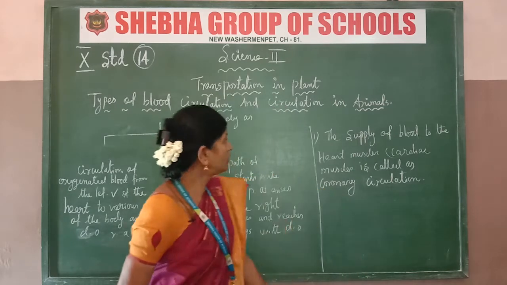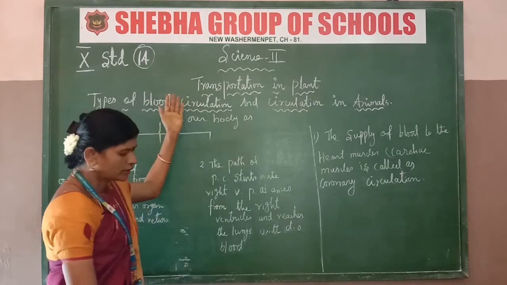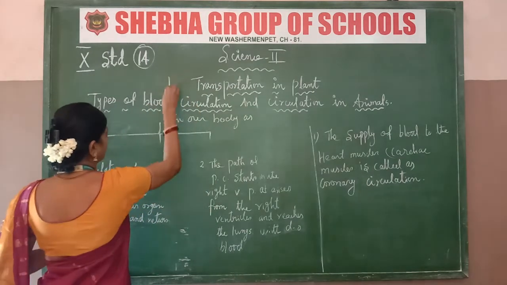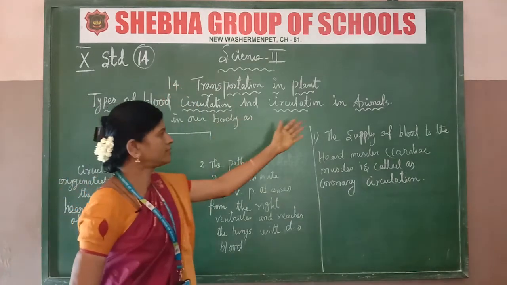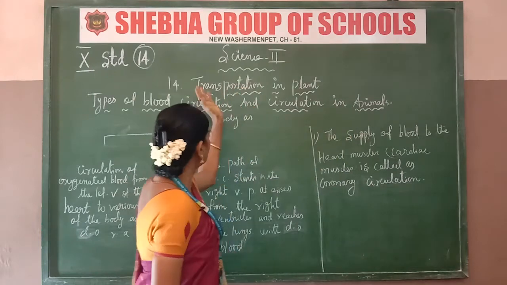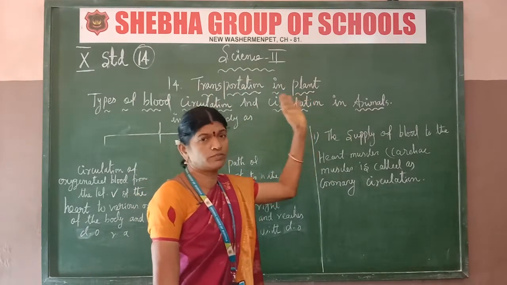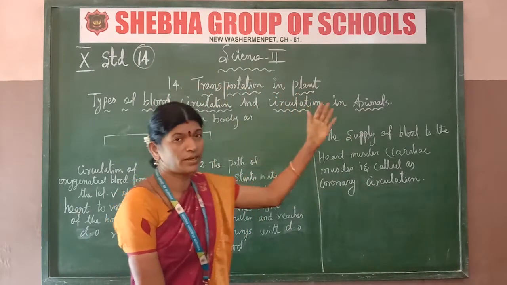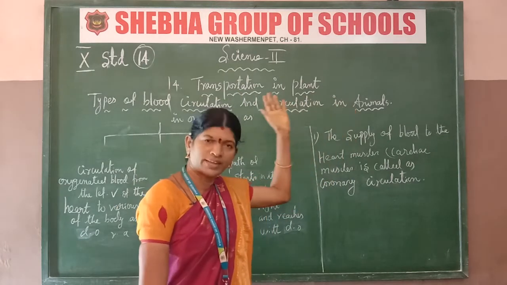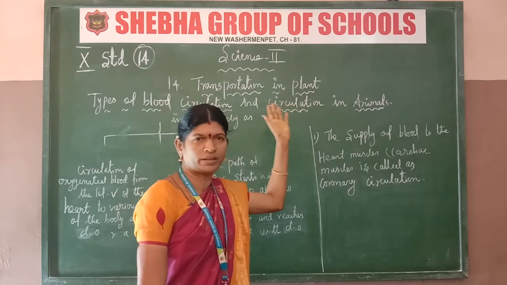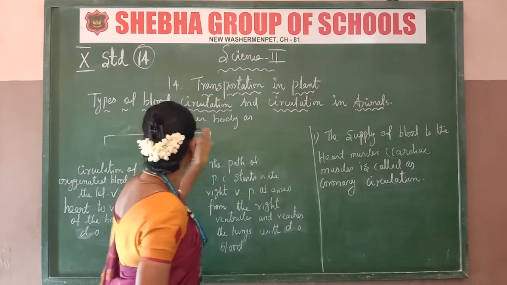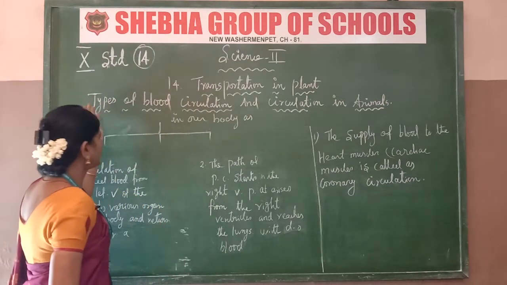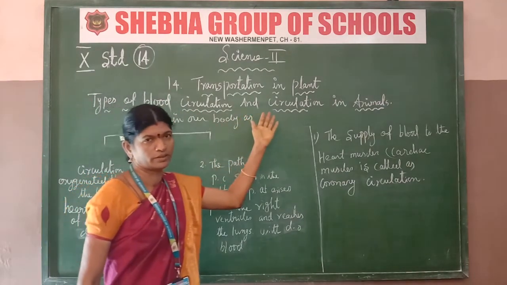Now we are going to lesson number 14, transportation in plants and circulation in animals. In the previous two classes we finished transportation and translocation, then heart, blood, WBC, RBC. Now we are going to the topic of the types of blood circulation.